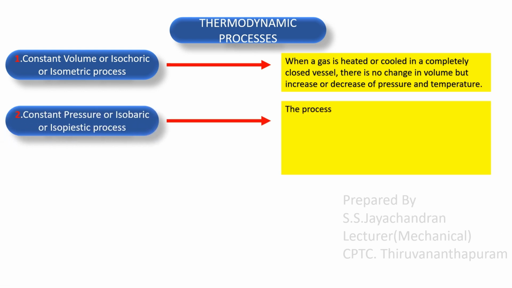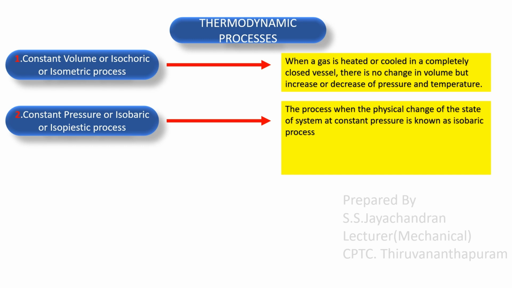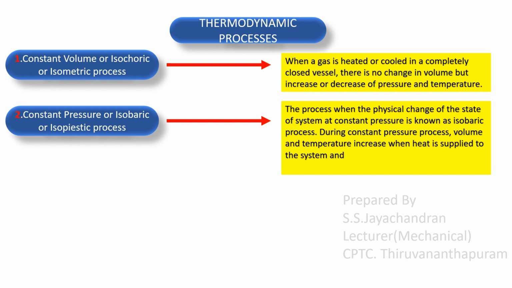2. Constant pressure, or isobaric, or isopiestic process. The process when the physical change of the state of a system occurs at constant pressure is known as an isobaric process. During a constant pressure process, volume and temperature increase when heat is supplied to the system and decrease when heat is rejected by the system.